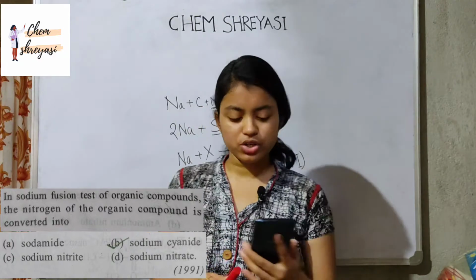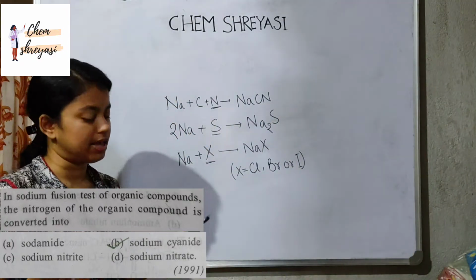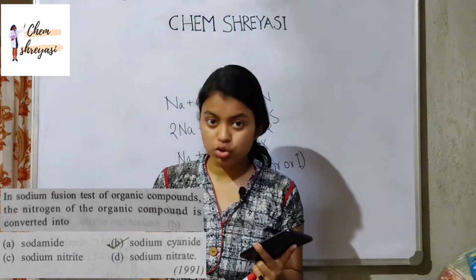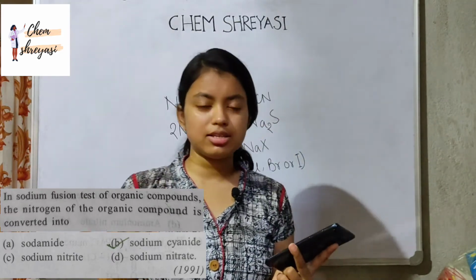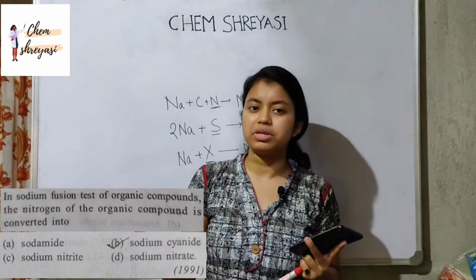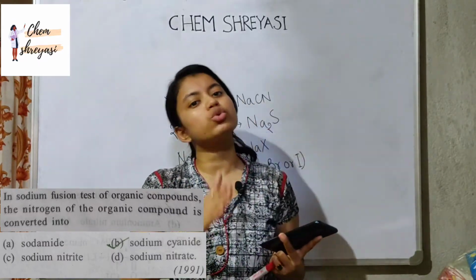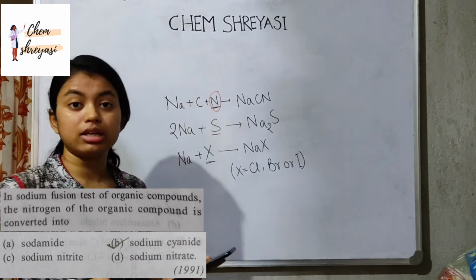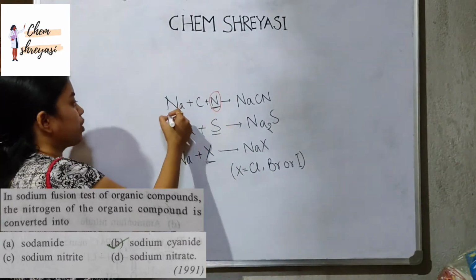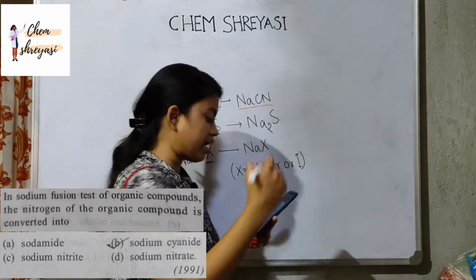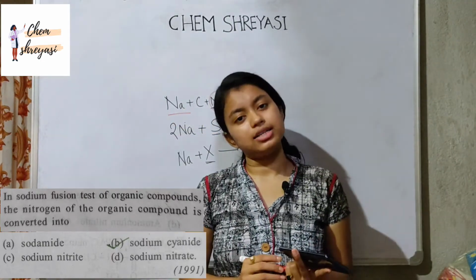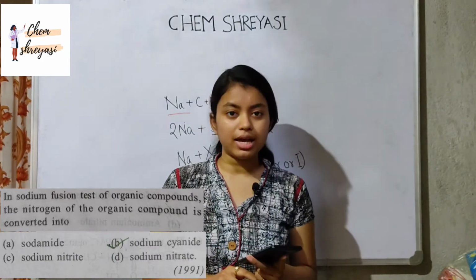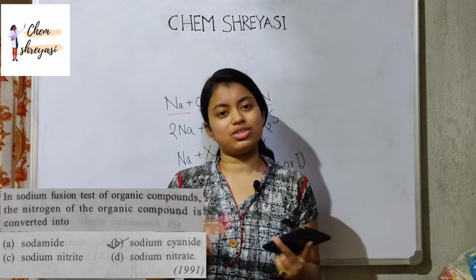Now in the previous question itself, I have discussed what the Lassaigne test is. In the Lassaigne test, when the organic compound contains nitrogen, we start by fusing it with sodium metal, so that the covalent bond transforms into an ionic bond. So when the organic compound contains nitrogen and we fuse it with sodium, we get sodium cyanide. So option B is the right answer. After the Lassaigne test or sodium fusion test, we get sodium cyanide when the organic compound contains nitrogen.